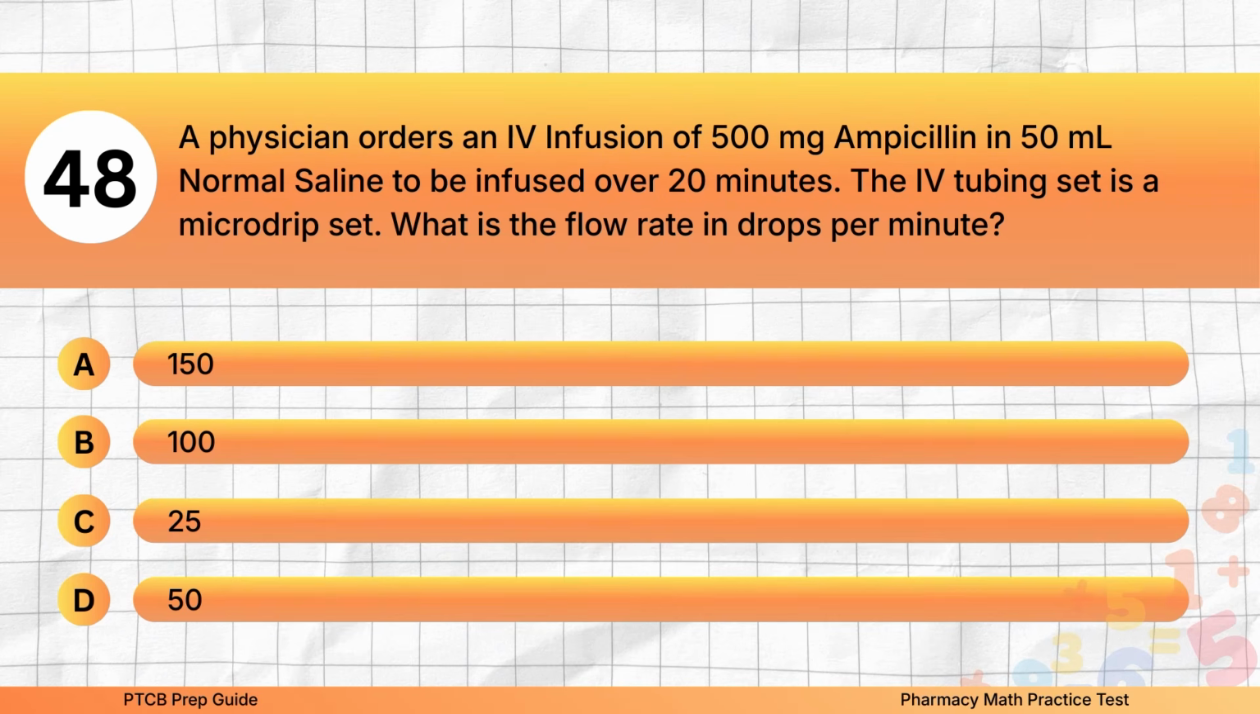Question 48 involves flow rates. A physician orders an IV infusion of 500 milligrams ampicillin in 50 milliliters normal saline to be infused over 20 minutes. The IV tubing set is a microdrip set. What is the flow rate in drops per minute? A, 150, B, 100, C, 25, or D, 50. Hit pause and calculate the drip rate.